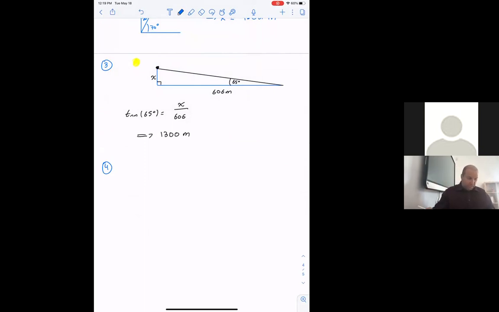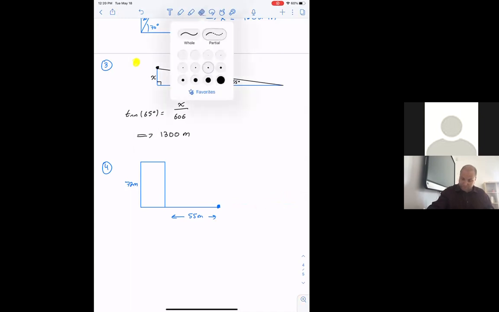Number 4, the height of a building is 72 meters. Well, that one is a no-brainer. Find the angle of elevation from a point on the ground that is 55 meters away. So here's a point on the ground that is 55 meters away. I drew my initial ground longer than it had to be, so let's get rid of it. Ain't technology grand. So find the angle of elevation from a point on the ground that is 55 meters from the base of the building.